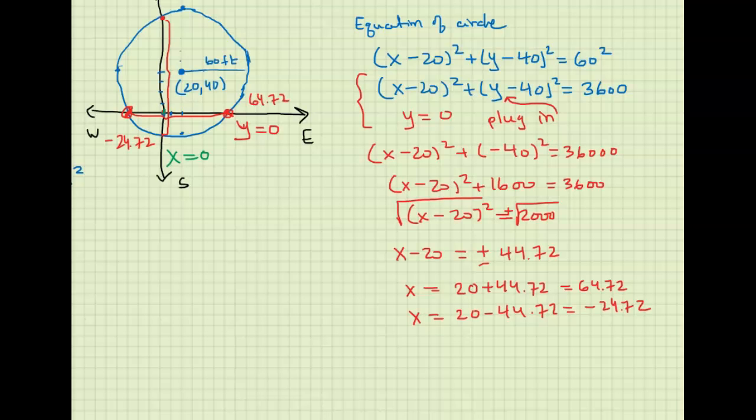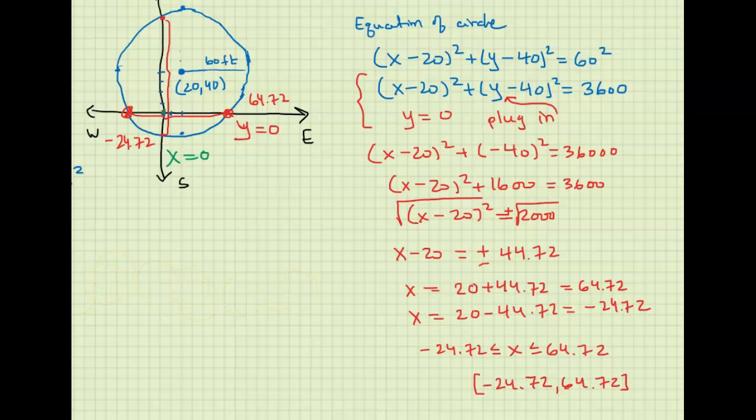So what portion of the street is illuminated? In math, you can give this as an inequality or in interval notation. You can say negative 24.72 is less than or equal to x, which is less than or equal to 64.72, or you can use interval notation like this. Alright, cool. Now let's do the y-axis.